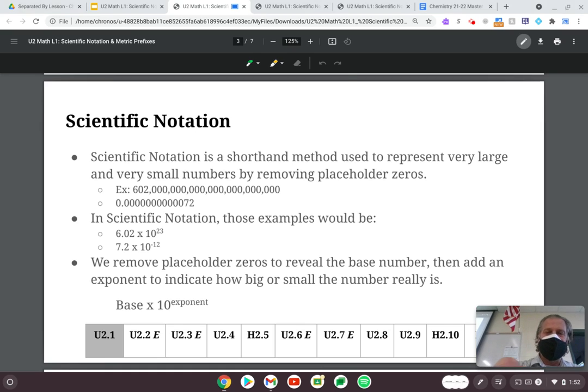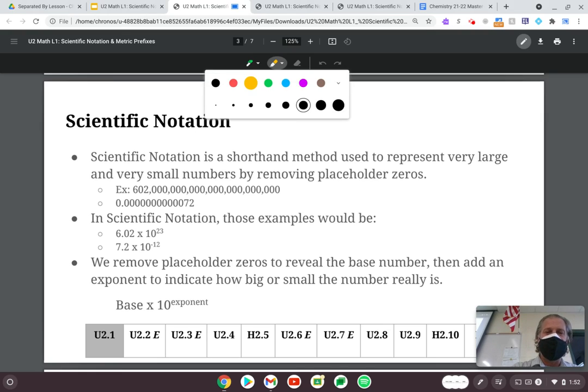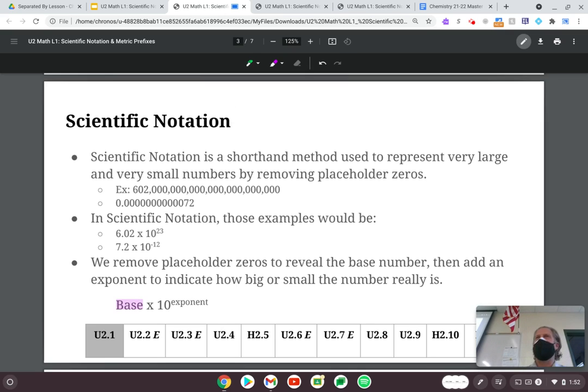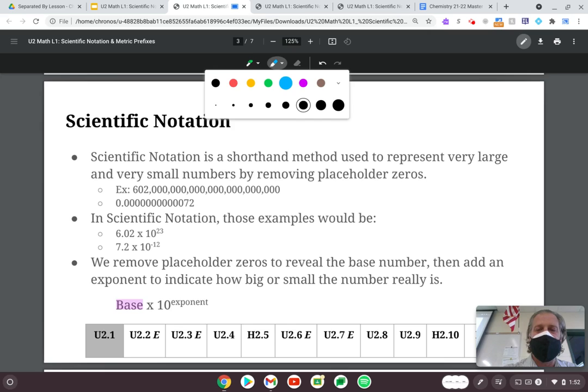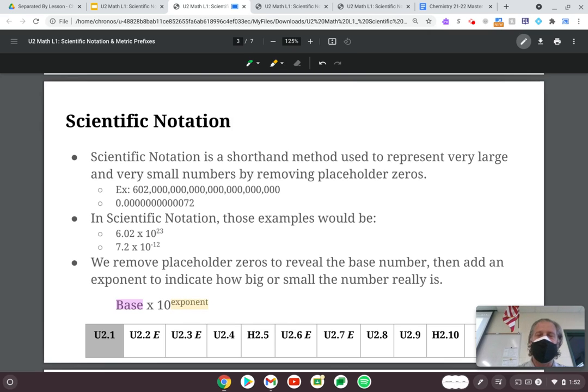There is a base component, and that base component will be a number that has to be between 1 and 10, and we'll talk about that in a minute. And then there's an exponent component, which has to be a number and can be positive or negative, and we'll talk about that in a second. But this is your basic format for any number in scientific notation.